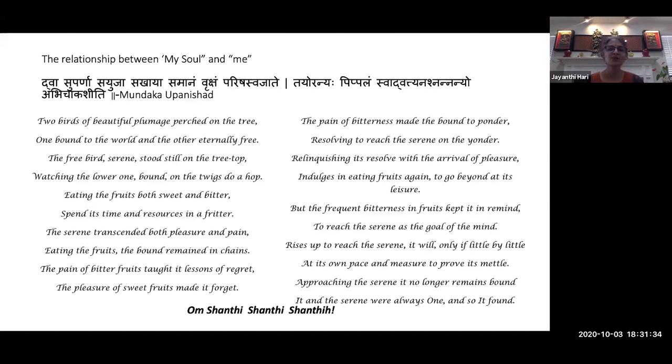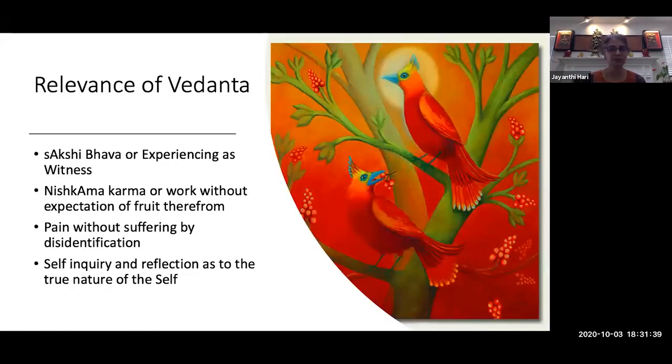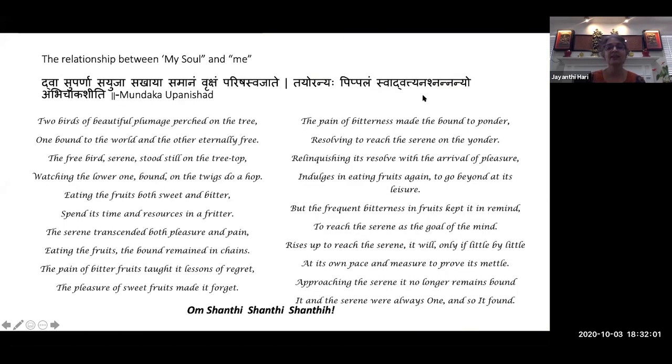So the shloka is talking about two birds. The two birds on the tree. One is consuming the fruits of the trees, enjoying the pleasures. Some of the fruits are bitter. Some of the fruits are sweet. So it is enjoying and experiencing the pain and pleasures of eating the fruits. And the other is looking on as a witness. So it is the Sakshi Bhava again that is being exhibited in this shloka.